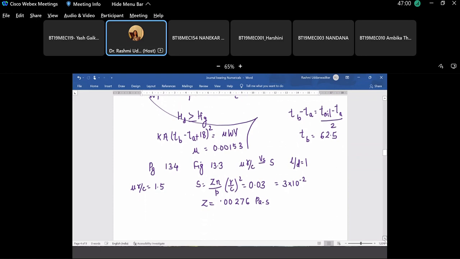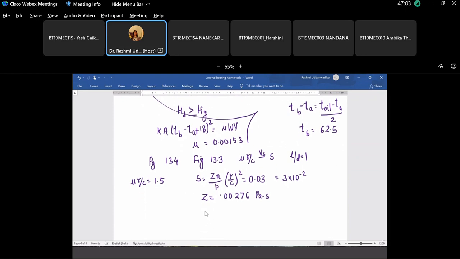Our graph of Z versus temperature is in millipascal second, so we can write this as 2.76 millipascal second. Now you can refer to the graph on the same page 134, figure 13.2. Give me the oil. For 85 degrees, maximum oil temperature, the value of Z is around 2.76.